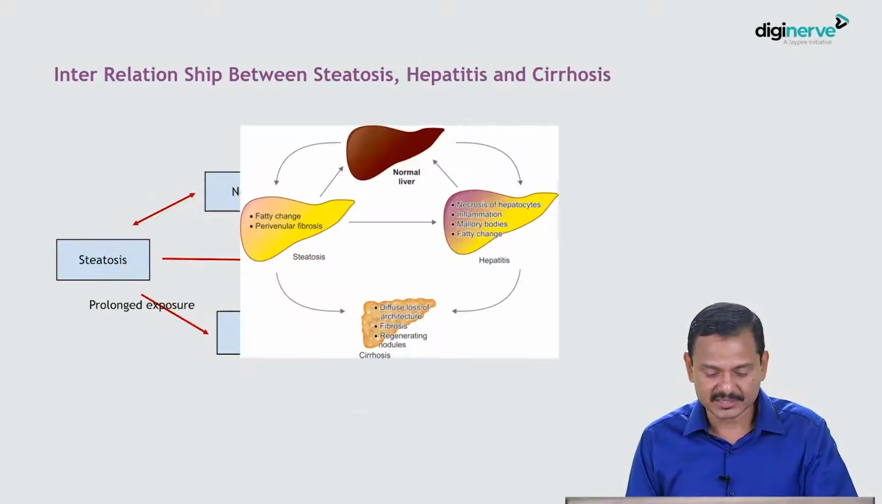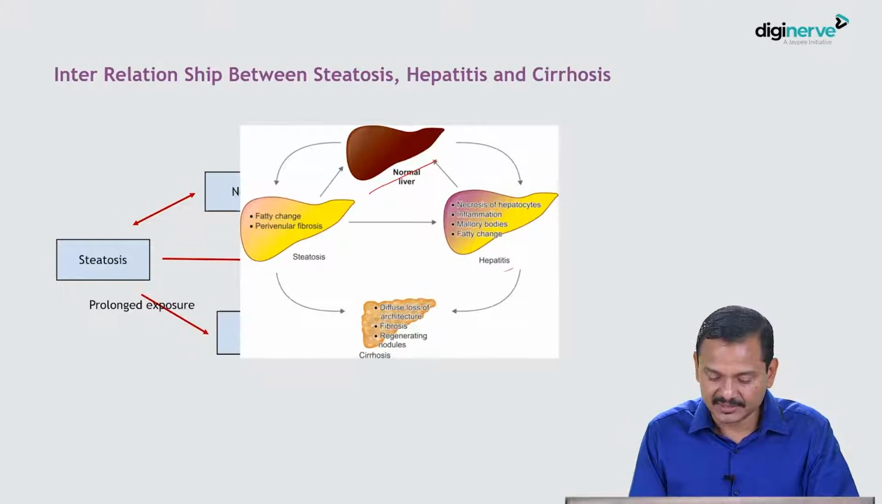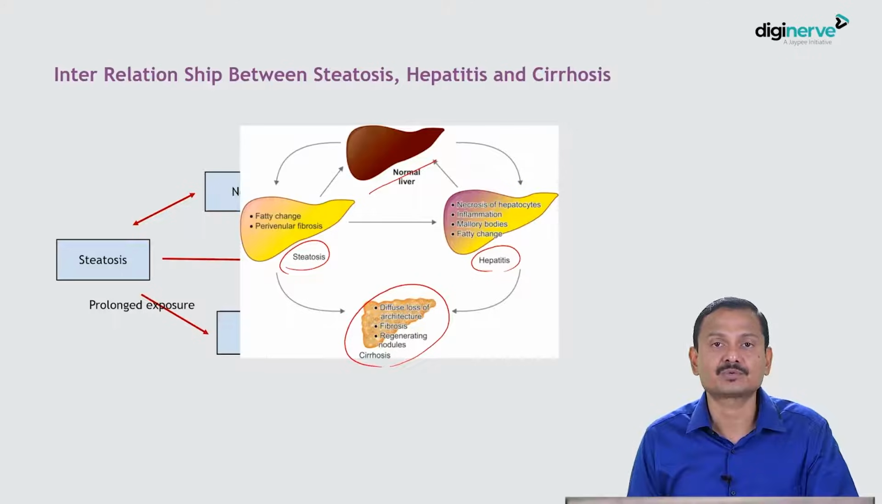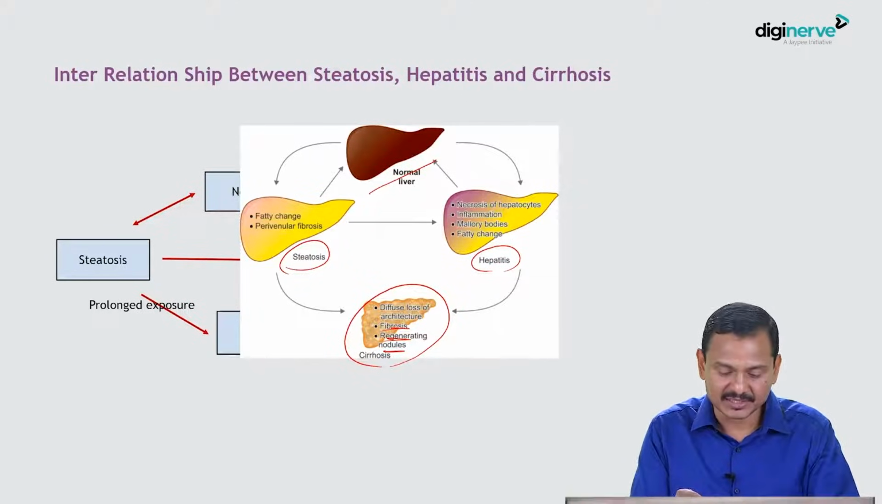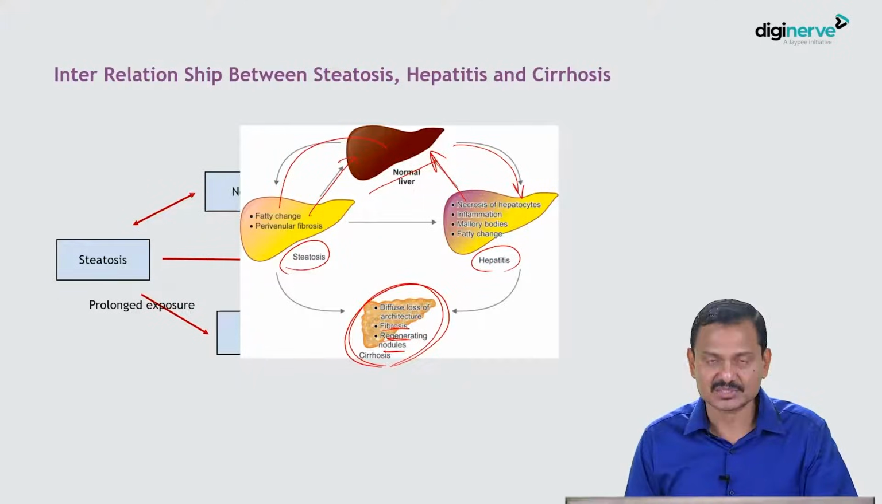So if you see this animated diagram, you can understand: normal liver, and then here it is hepatitis, it is steatosis, and this is cirrhosis with diffuse nodular architecture as well as regenerating nodules. Like whatever I have explained here, a normal liver can go to fatty liver and can revert back, as well as a normal liver can go to hepatitis, and hepatitis can again revert back to normal. But once cirrhosis is there, it is just one way and it does not come back to normal.